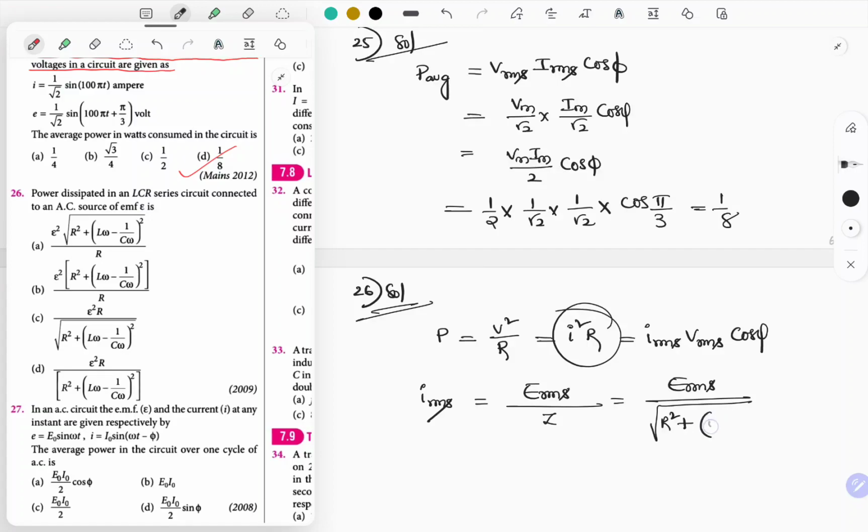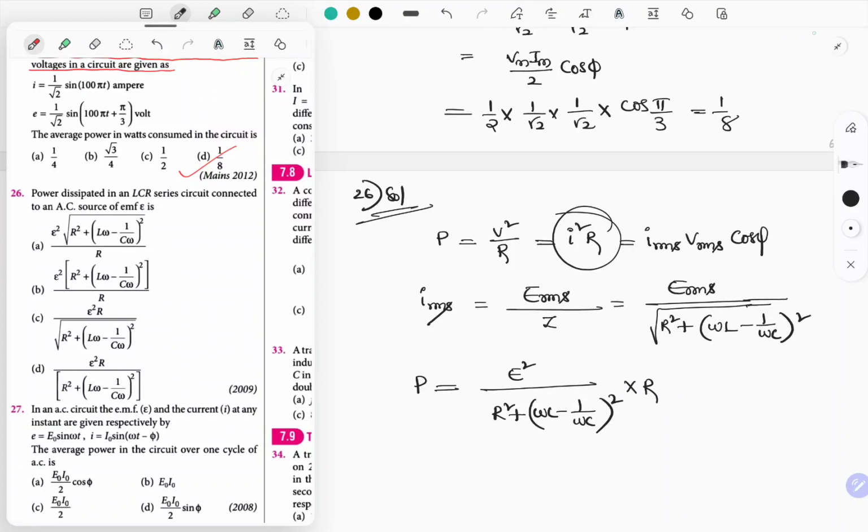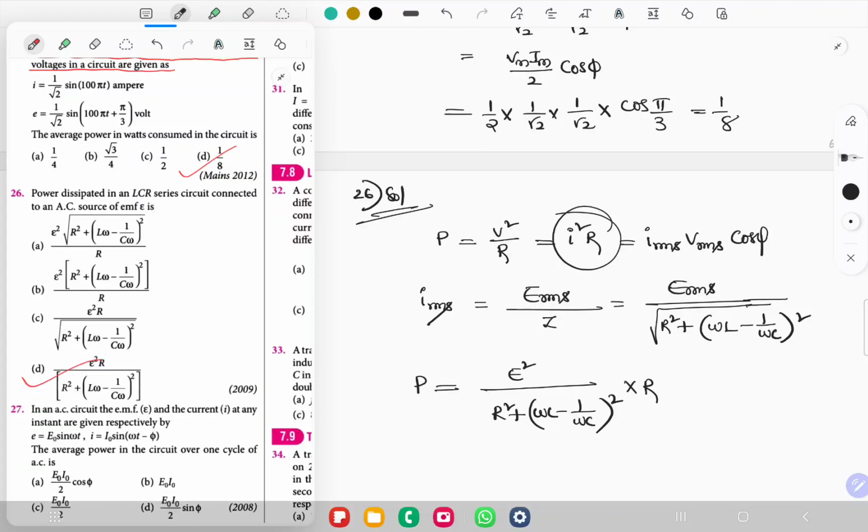omega L minus omega into L, XL minus XC, 1 by omega C, whole square. So this is ERMS square. Then P is equal to, let's square it. So it's going to be E square divided by R square plus omega L minus 1 by omega C whole square, into R. So which option matches? Option D is the suitable answer.